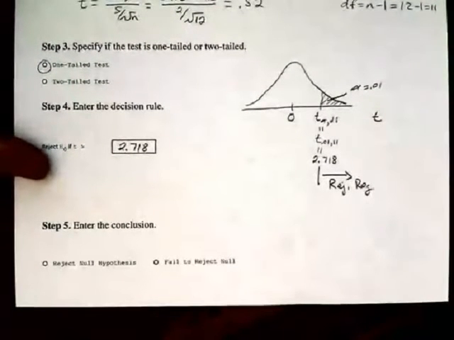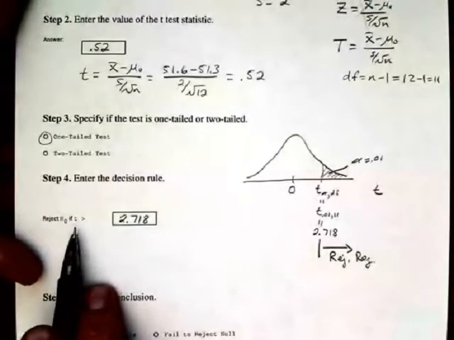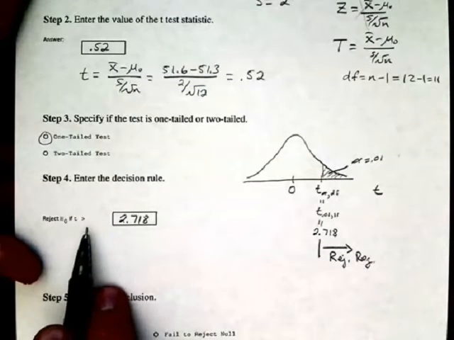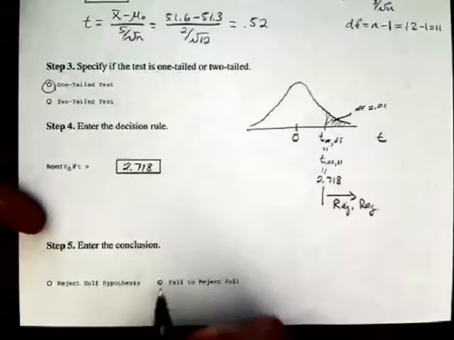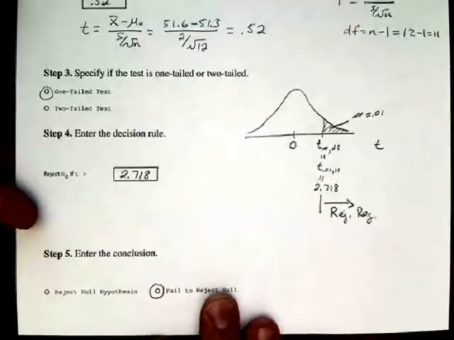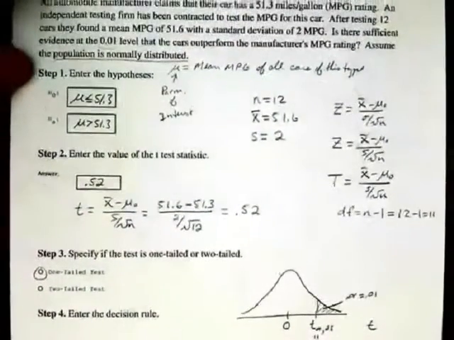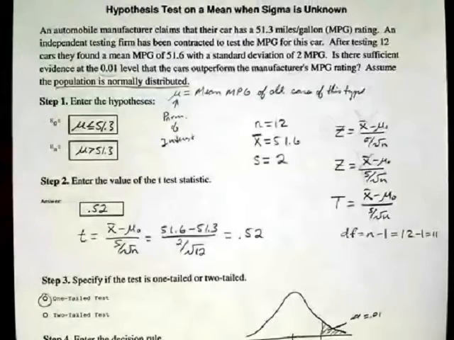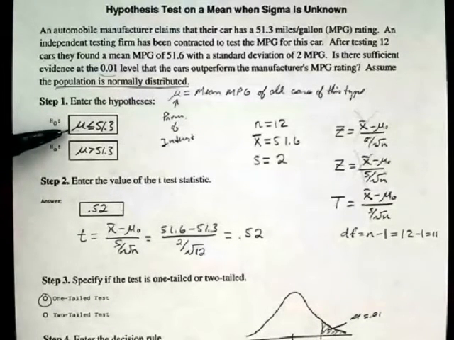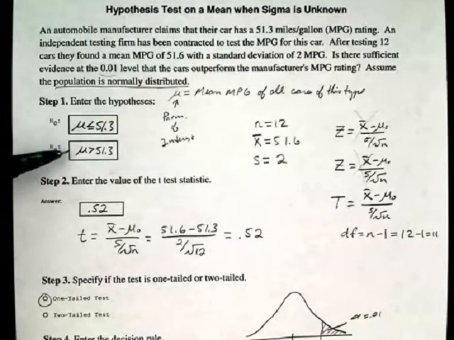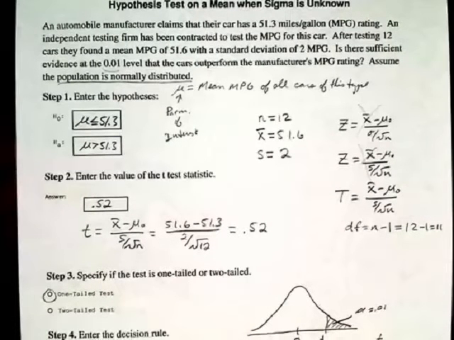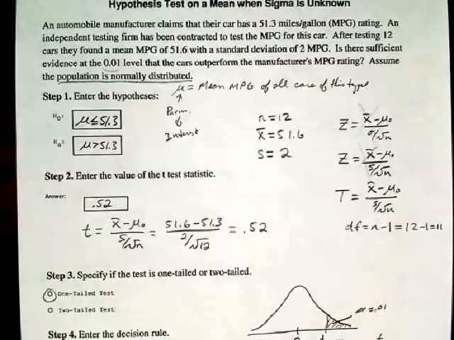Okay, so coming to step 5 here, what's my conclusion? Well, my test statistic is 0.52. From the decision rule, I would not reject because clearly 0.52 is not bigger than 2.718. So in this problem, I'm going to fail to reject the null hypothesis. And what that means for us, coming back to the context of the problem, is that we don't have evidence to say that mu is bigger than 51.3. Our results are kind of inconclusive. We can't say one way or the other from our data. So that's where you would stop with this problem.